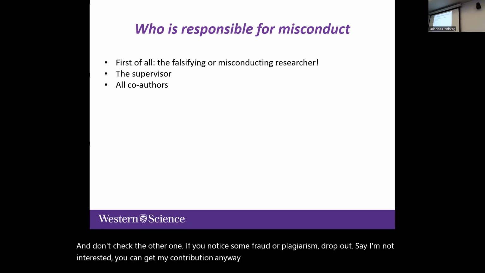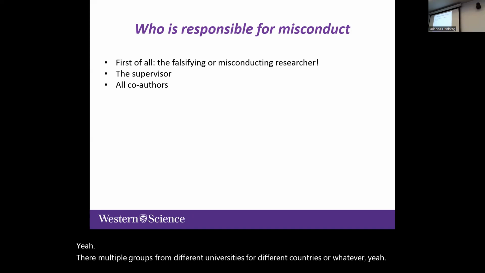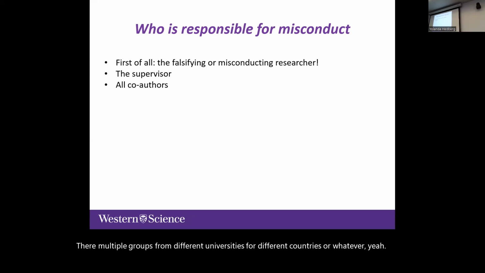Yes? Are there protections in place? As you mentioned earlier, the supervisor finds it hard to tell whether the main student is doing any misconduct. For co-authors, you might even be more removed, especially if there are multiple groups from different universities or different countries. You will have almost zero access to the data that the main author has. Are there any co-author rights protections for those? There is no protection.